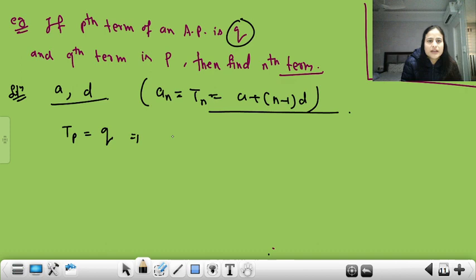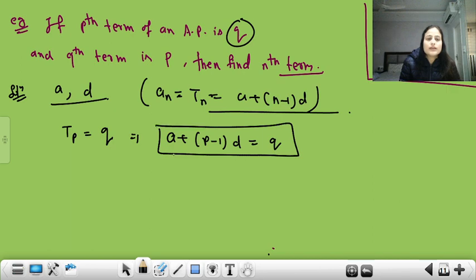So use this formula. At the place of Tp, I can put A plus n minus 1. At the place of n, I will put P, because the pth term is given. The value of n is P here. So A plus P minus 1 into the common difference D is equal to Q. Why am I doing this?